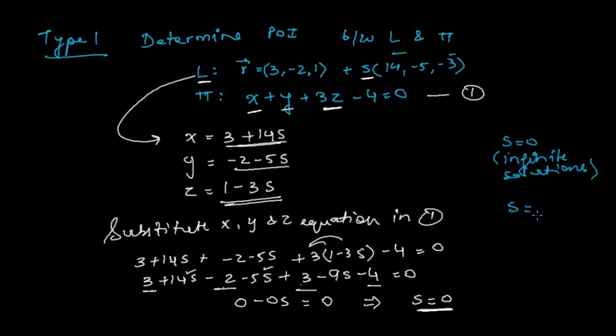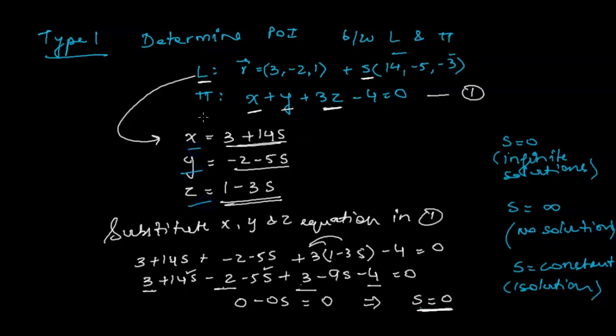If the s value comes out to some infinite number, we would conclude that we would have no solution. And if the s value comes to be any constant, it does not matter what, we would only have one solution. To get that one solution, we would just sub in that s value. So for example, if we get s as 2, we would sub in s as 2 into this x, y, and z, and that would give us the x, y, and z coordinates of the point of intersection.